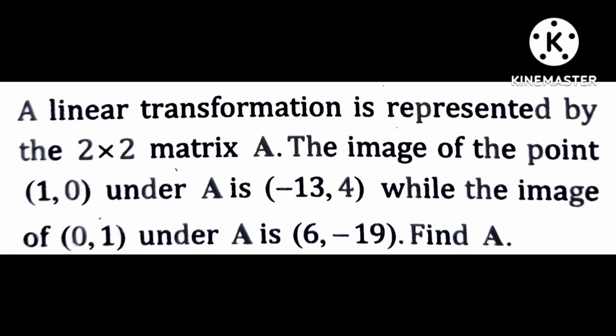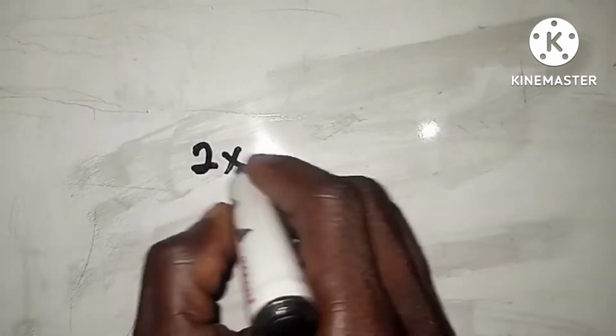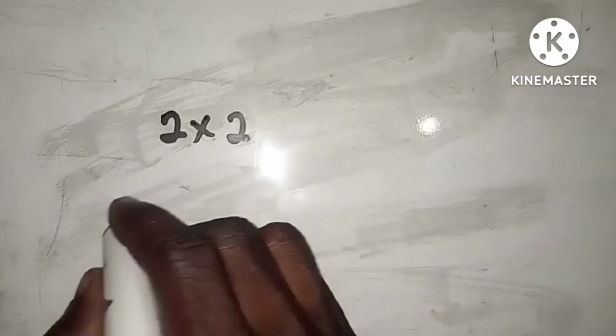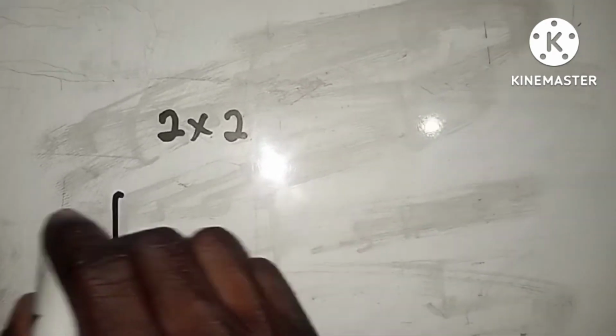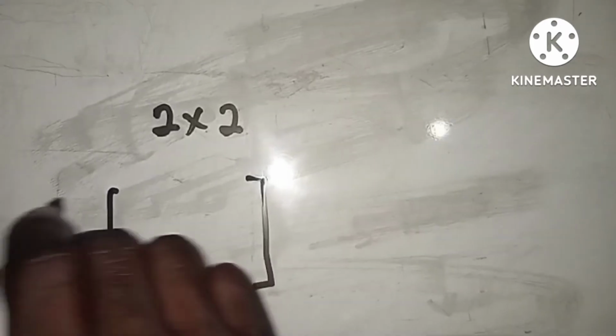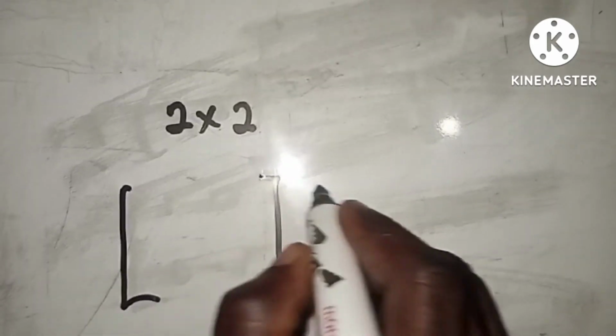So here comes the second question, which says that a linear transformation is represented by a 2 by 2 matrix. So this is what you are given, a 2 by 2 matrix. If you don't know what a 2 by 2 matrix is, this is what it means: 2 rows and then 2 columns. The one that goes from left to right is the row.